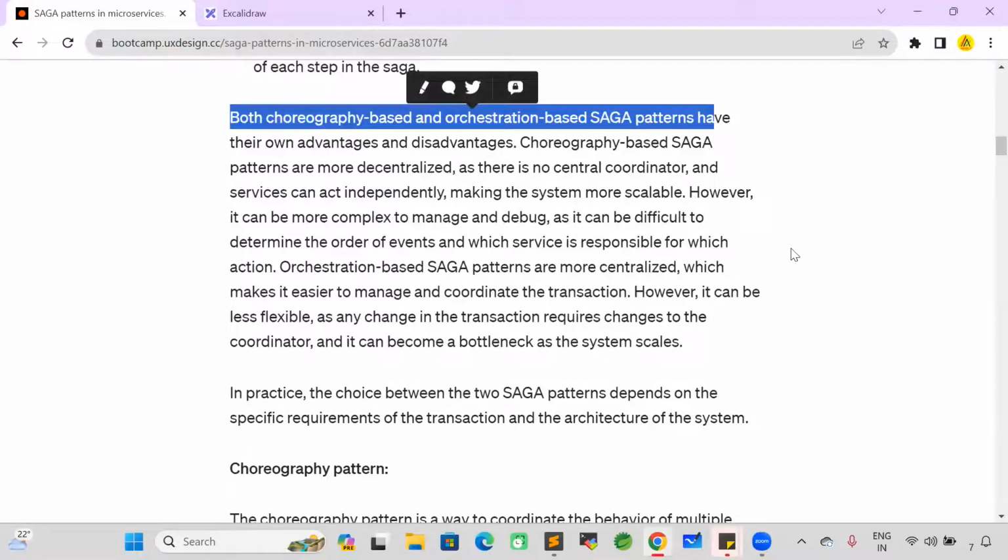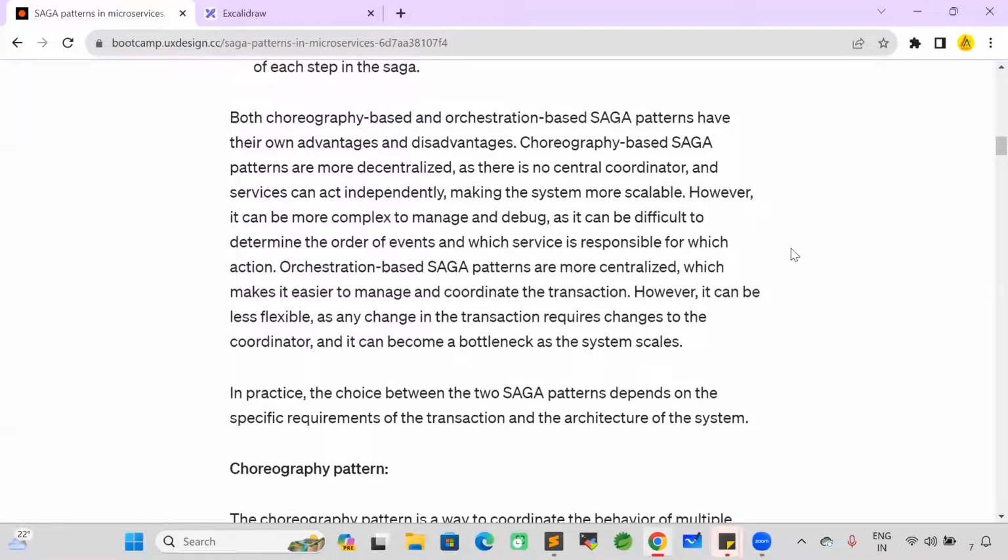Choreography based and orchestration based SAGA patterns have their own advantages and disadvantages. Choreography based SAGA patterns are more decentralized as there is no central coordinator and services can act independently. We can make our system more scalable. We can keep on increasing our functionalities also. Orchestration based SAGAs are more centralized because a coordinator is going to manage everything that should happen in the system.